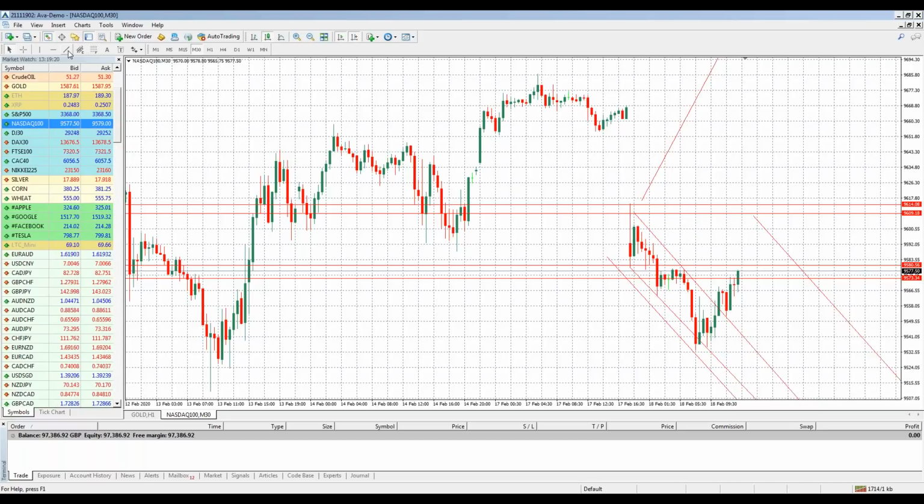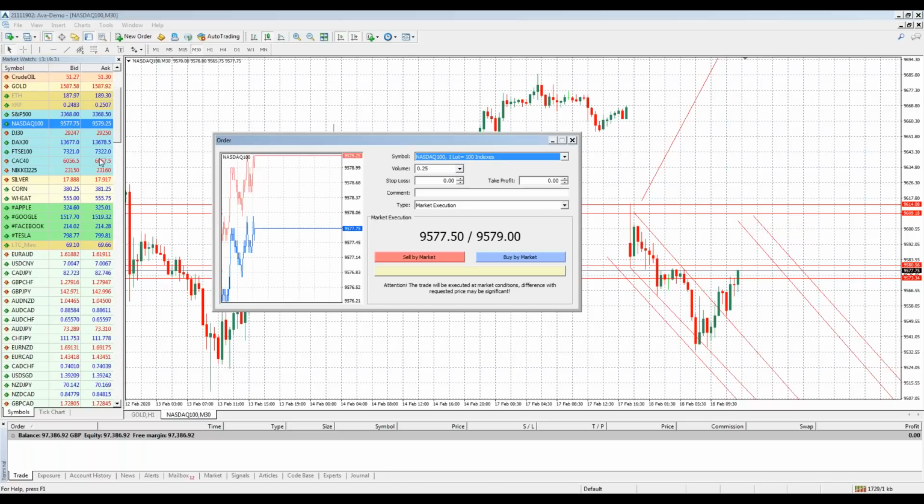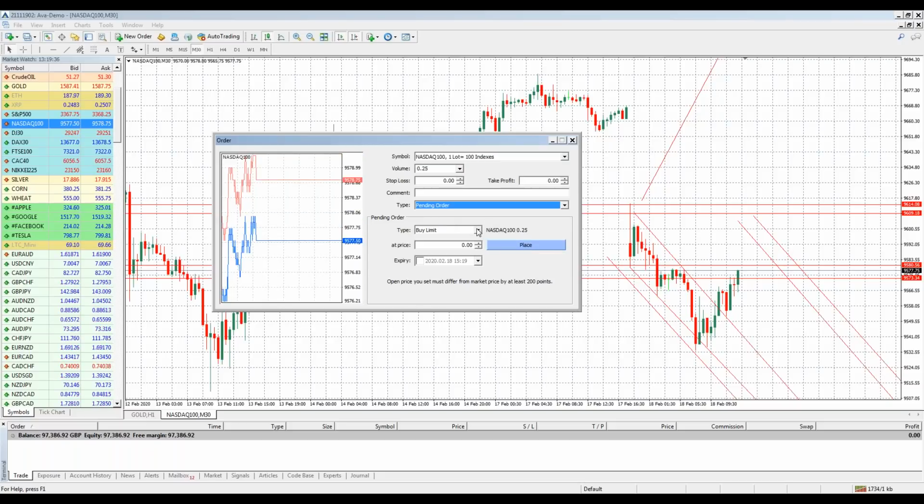What kind of pending order sells from a higher price, if you wanted to program it to sell from the open price today? If it returns back up, it would sell from there. What kind of pending order is that? That would be a sell limit. Okay, sell limit, I'll show you.